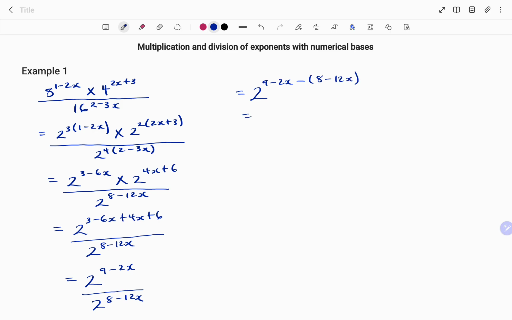If I expand, the minus outside is going to change the signs inside the bracket, and that will be minus 8 plus 12x. And if I group like terms, I'm going to have 2 to the power of 9 minus 8, that's 1, minus 2x plus 12x, that's plus 10x. Let's look at another example.